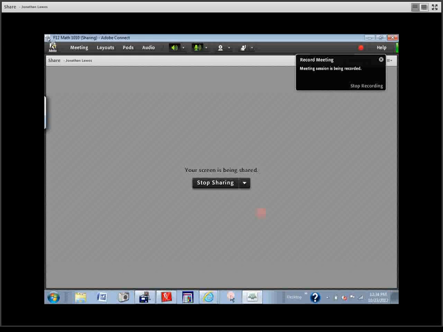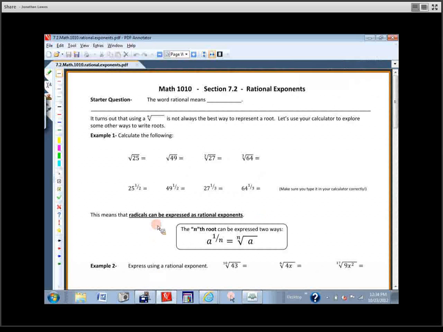So let's take a look at this next section. This is 7.2, and we've actually had this starter question before. What does the word rational mean? Okay, the root word is ratio, but what is a rational expression? It's a fancy word for a fraction. All right?